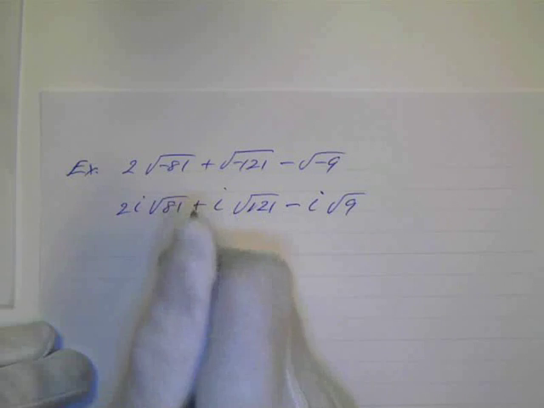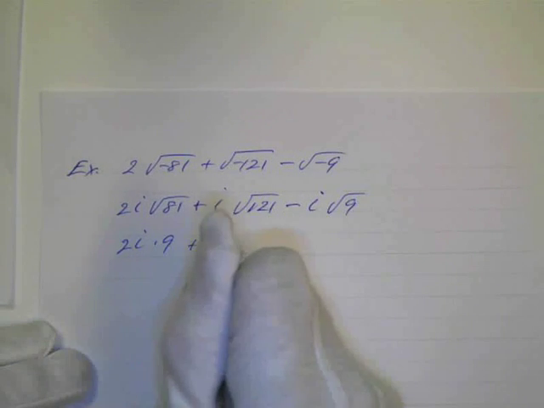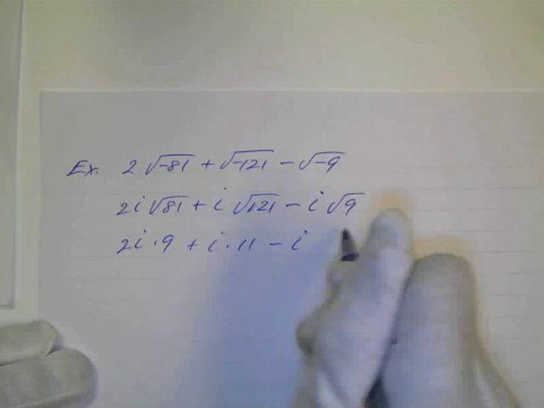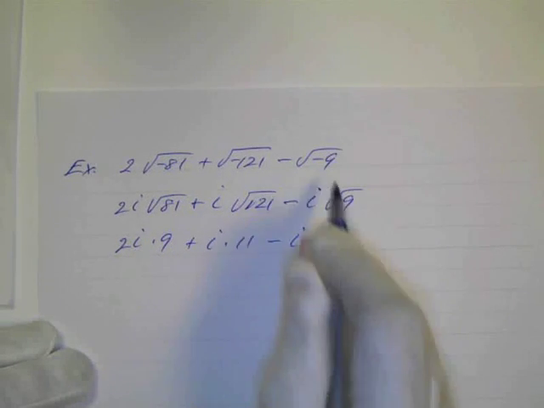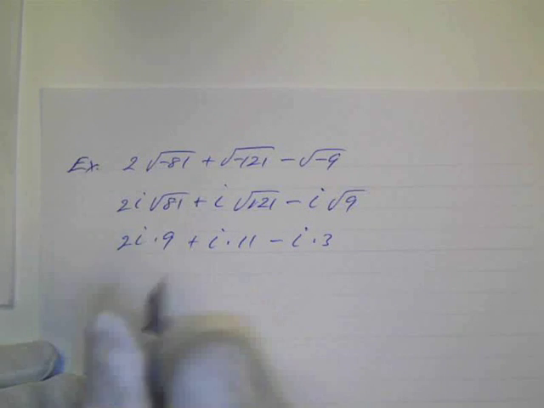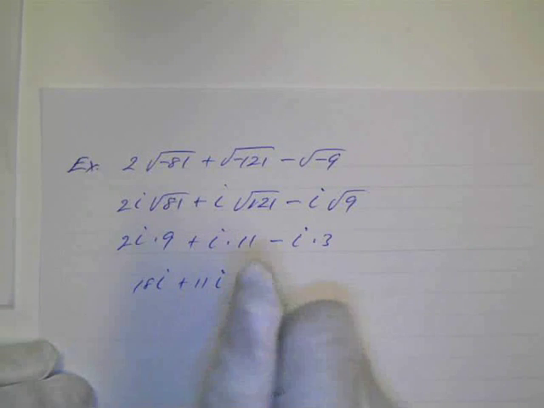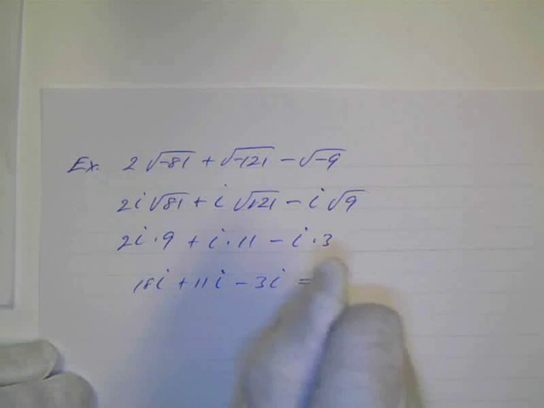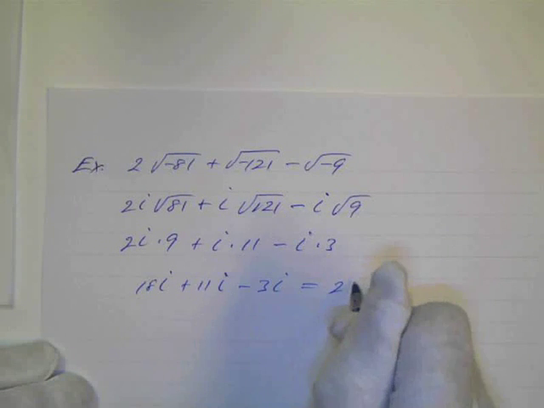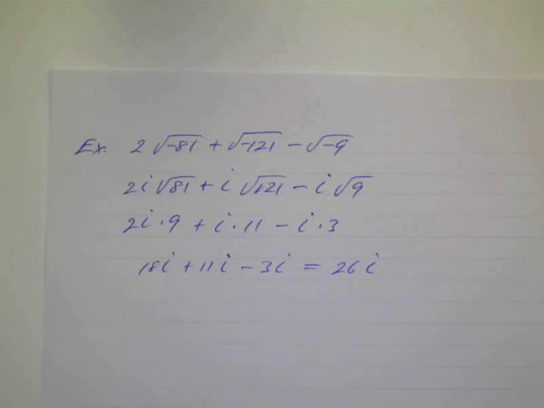And what's the square root of 81? That's 9, so that's going to be 2i times 9 plus i times the square root of 121 is 11 minus i times the square root of 9 is 3. Now we can take the square root of 9 but not negative 9. That's why we've got to take the i's out. Then 9 times 2 is 18, so I could write 18i plus 11i minus 3i. And then 18 plus 11 is 29 minus 3 is 26i. So it simplifies quite nicely. So think of it just like a variable.